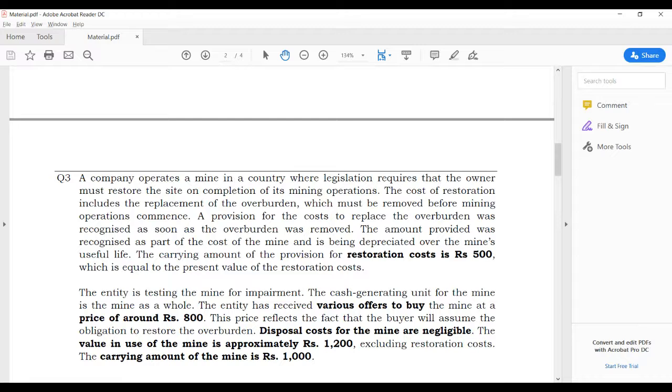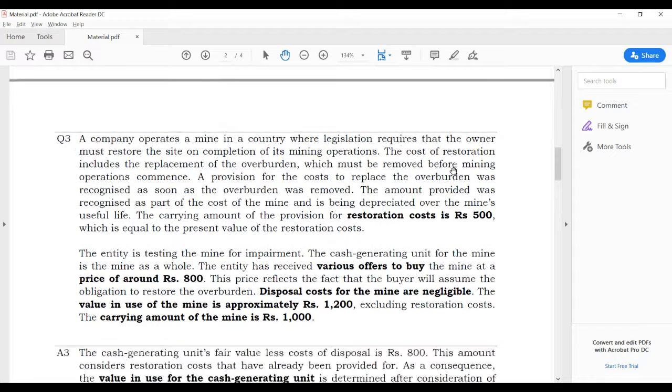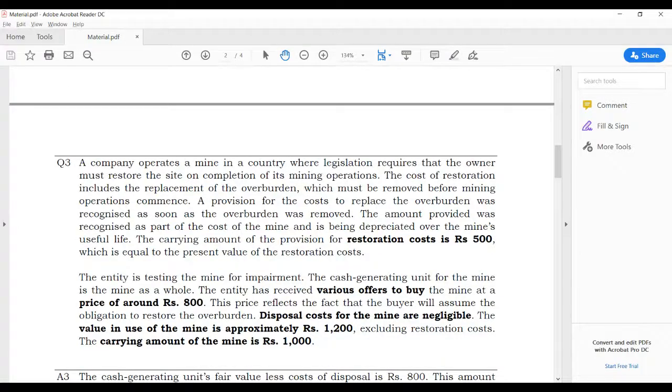The amount provided was recognized as the cost of the mine and is being depreciated over the mine's useful life. Now, the carrying amount of the provision for the restoration cost is rupees 500, which is equal to the present value of the restoration cost. This is a hypothetical example. Now, as I said, the fair value less cost of disposal is required to be considered. Restoration cost is the cost of disposal that I need to consider. So the entity is testing the mine for impairment. The cash generating unit is the mine as a whole, or the asset as a whole.